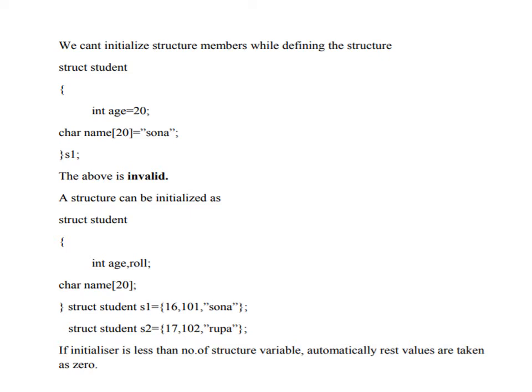Student is the tag name, and s1 is the variable which I am allocating to the students. Here I am initializing the values: 16 for age, 101 for roll number, and Sona is the name of the student. Similarly, for variable s2, 17 is the age, 102 is the roll number, and Rupa is the name of a student.